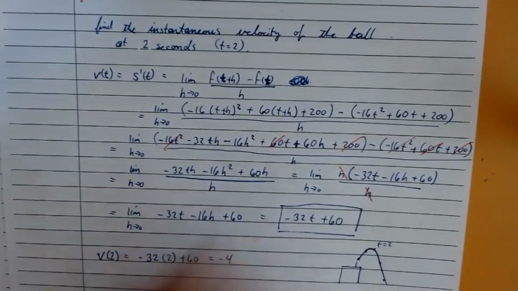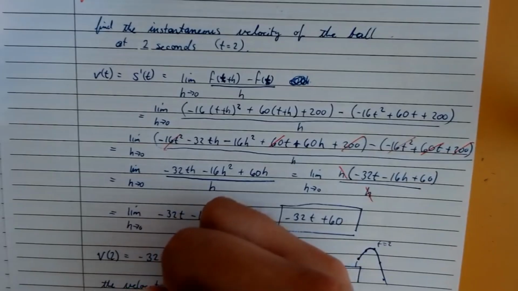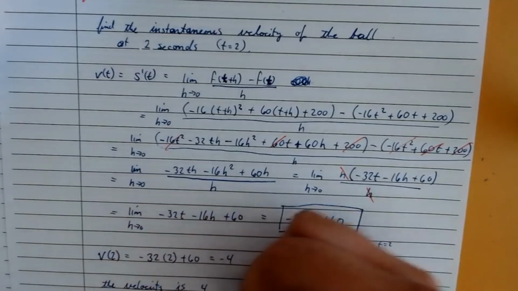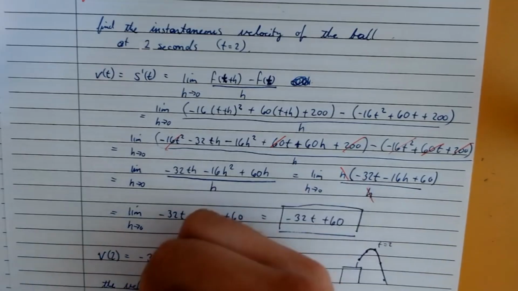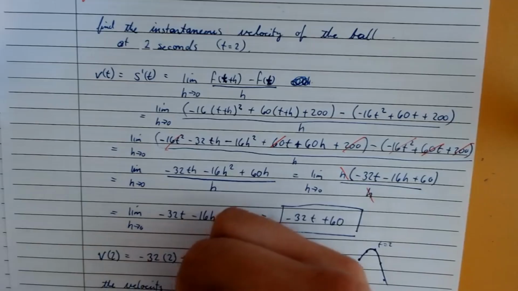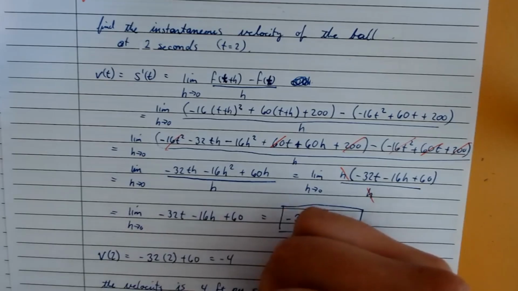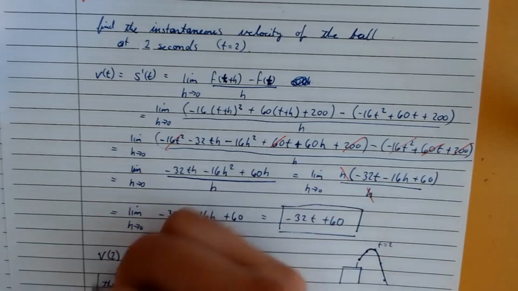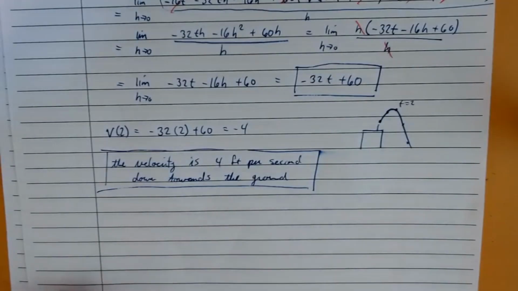So that's our answer. The velocity is 4 feet per second down toward the ground. And that makes us happy. The velocity is 4 feet per second down towards the ground. All right, so that's it. That brings us to the end of our topic as well as the end of our section.